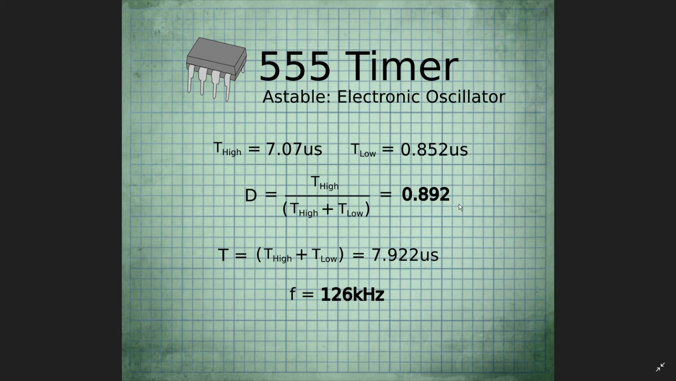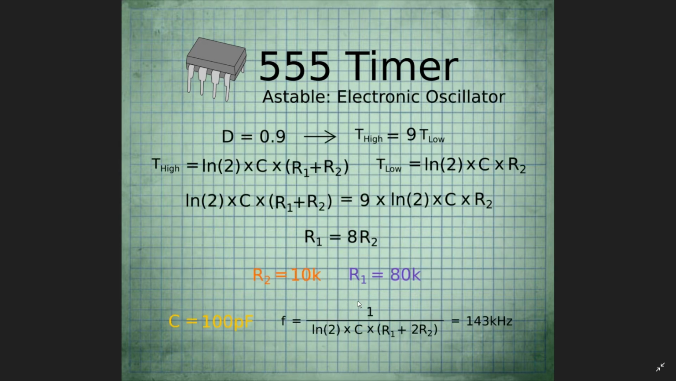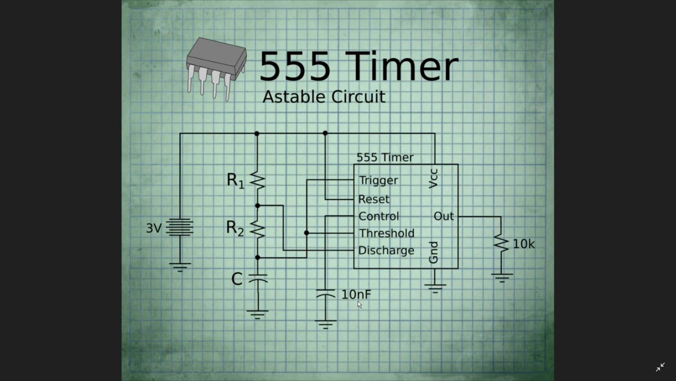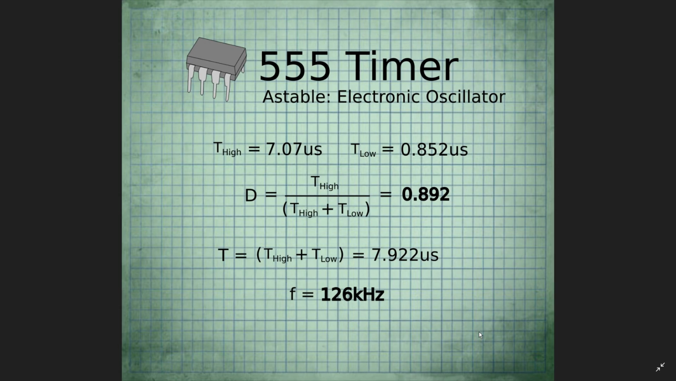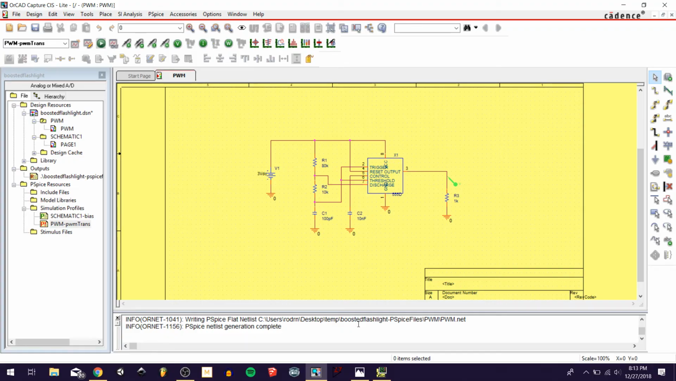And if you take a look at the frequency, you can get the period by adding the low time and the high time, which is about 7.922 microseconds. If you invert that number, you'll get a frequency of 126 kilohertz. So in calculation, I was expecting to get a duty cycle of exactly 90% and a frequency of about 143 kilohertz. But according to simulation, it's going to be more along the lines of a duty cycle of 0.892 and a frequency of 126 kilohertz.